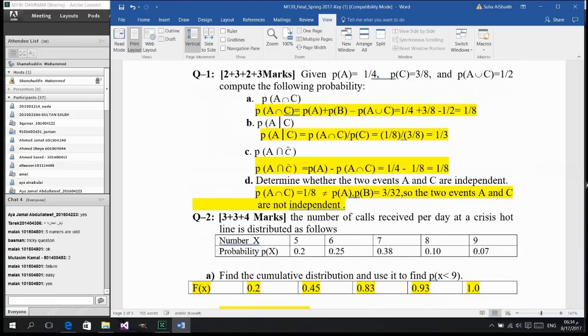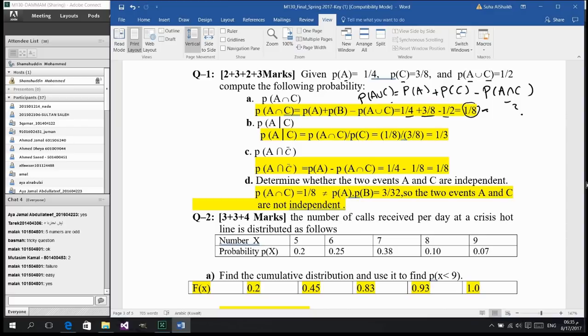Here we have a question. They are giving me probability of A, probability of C, and probability of their union, asking you to find the probability of the intersection. Now I know that probability of A plus probability of C minus probability of the intersection is the probability of the union. Right? This is my rule. They give me the union, and they want me to find the intersection. I can do it by switching their places: probability A plus probability C minus probability of the union. I have all the values: 1 over 4, plus 3 over 8, minus 1 over 2. The result is 1 over 8.